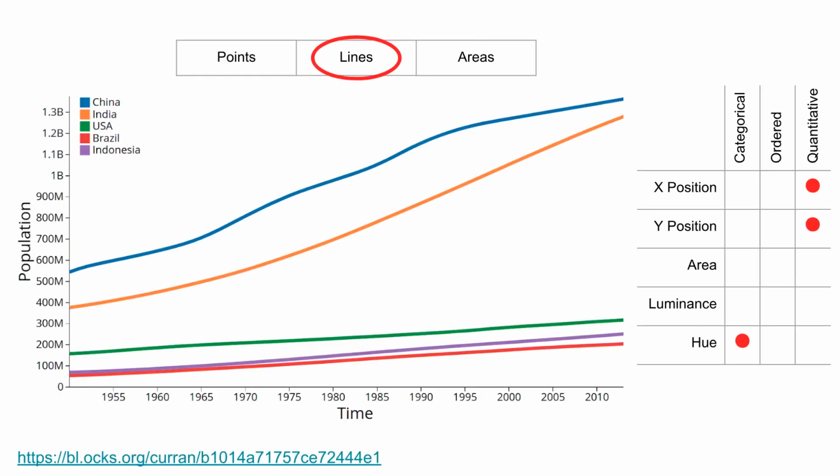Recall from the Marks and Channels video that this technique, or visualization idiom, uses lines as marks, and it uses X position and Y position to encode quantitative attributes. And the different lines represent different values for a categorical attribute. And that categorical attribute is also differentiated using hue in this case.